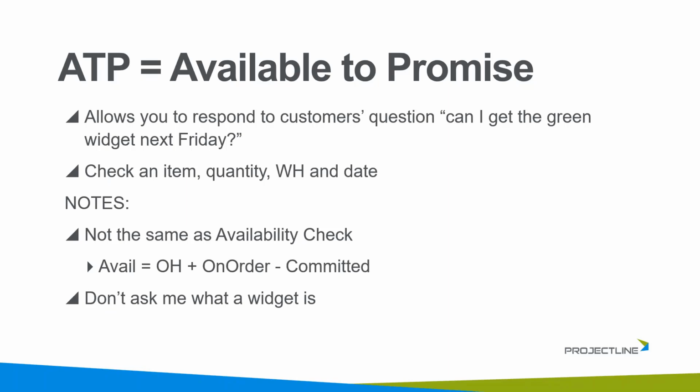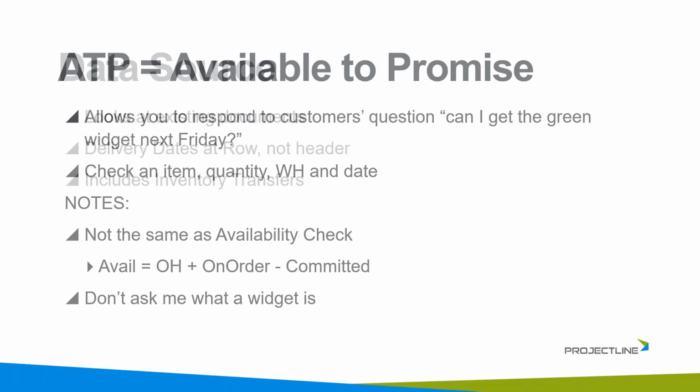And it's not really the same as an availability check that you see everywhere, because availability check is a straightforward calculation of on hand, meaning what's in stock in all your warehouses, what's on order through purchases or through production, and what's committed through the sales orders typically, and also what's committed through production orders for your components. And whatever a widget is, I have no idea. That's just what everybody uses.